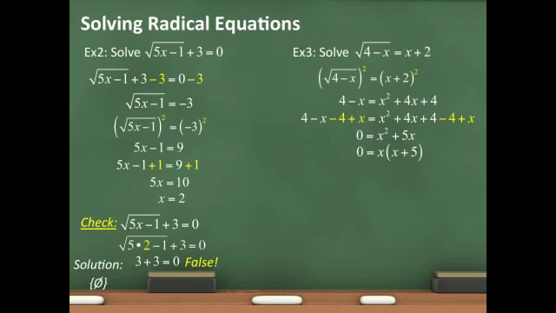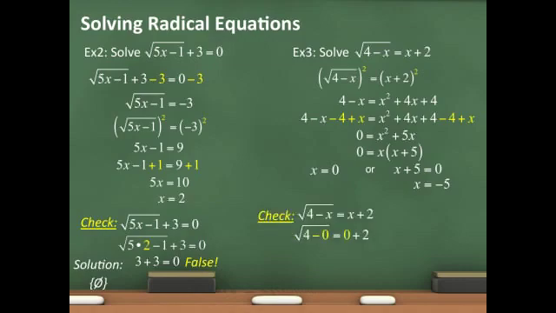Next, we apply the zero factor property by setting each factor equal to 0. So we have x equals 0 and x plus 5 equals 0. Solving for x in the second factor gives us x equals negative 5. Step 4 is to check our proposed solutions.